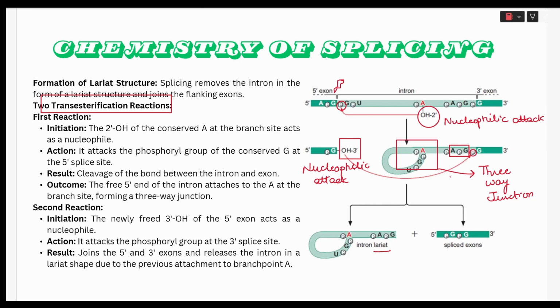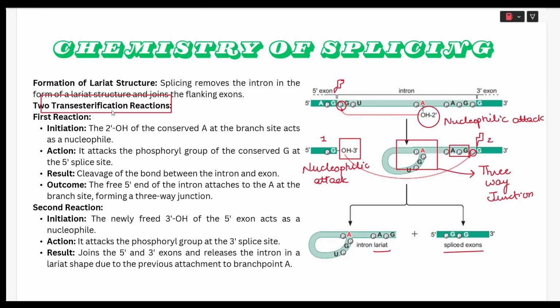This phosphate will be targeted, and as you can see, let's say this is exon 1 and this is exon 2. These are combined, and this is what we call splicing being done. This thing in the middle, the intron, will be removed, because this time this bond will be broken. So this bond breaks and the intron is released in the form of a lariat. So this is basically the chemistry.